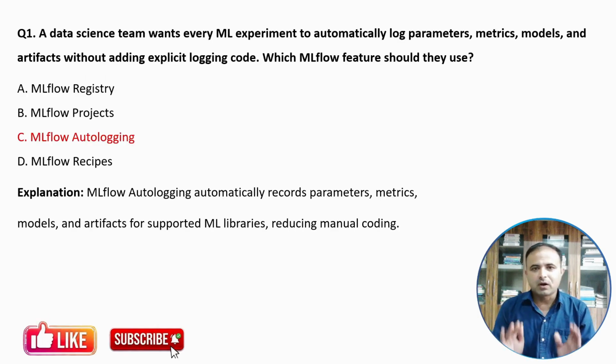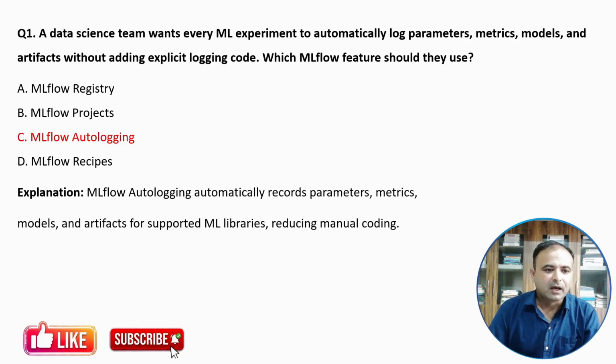Now I want to focus on the questions. For example: a data science team wants every ML experiment to automatically log parameters, metrics, models, and artifacts without adding explicit logging code. Which MLflow feature should they use? Here the correct answer is C, MLflow autologging. That means we are talking about without explicit logging, we are talking about automatic.